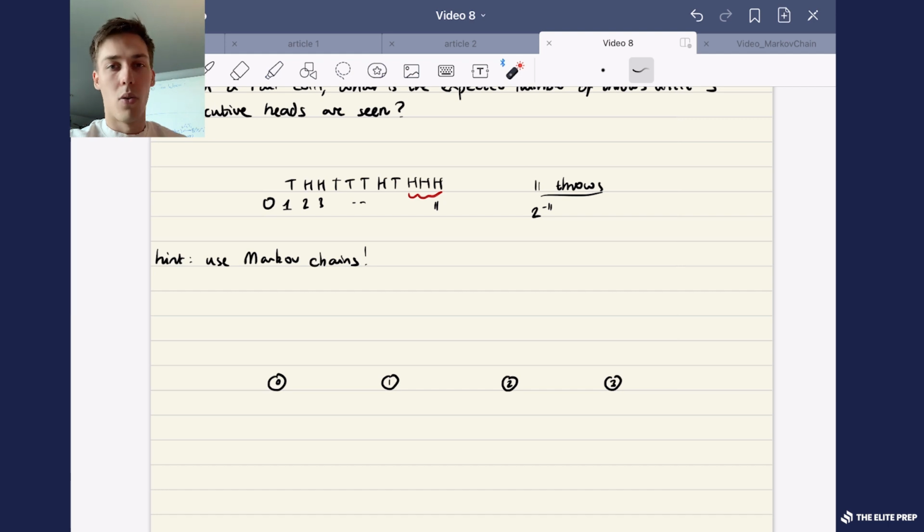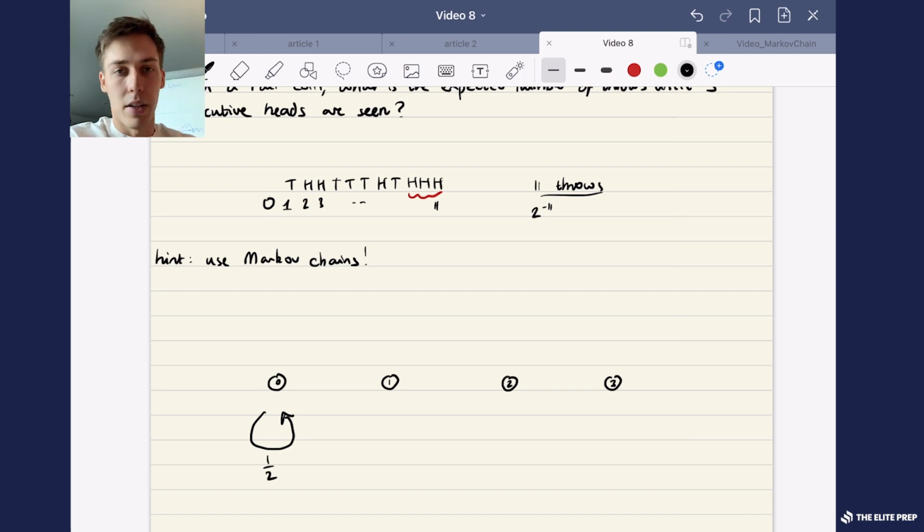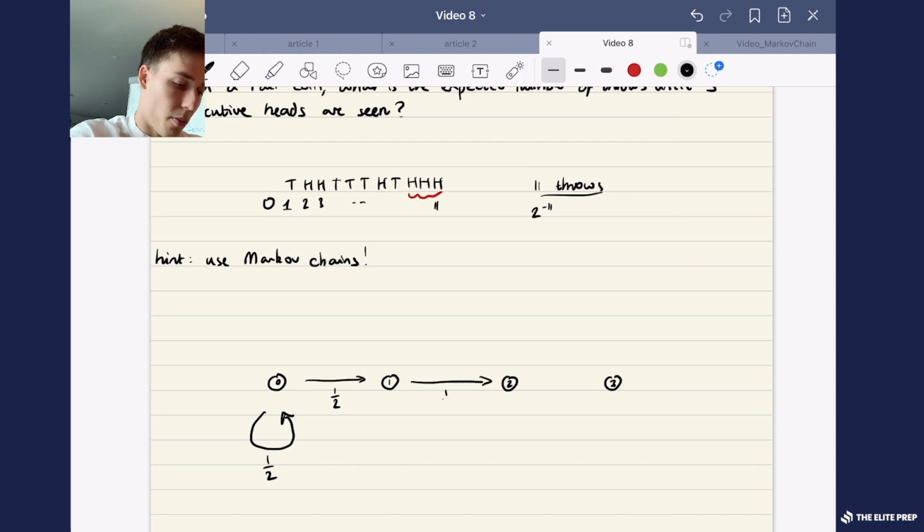So we need to fill in all the possible transitions. One possible transition is going from 0 back to 0. That happens with probability 1/2 if we throw a tail. 0 can also go to 1 by throwing one head, and that again happens with probability 1/2. 1 can go to 2 with probability 1/2 if we throw another head after already being on state 1, or it can go back to 0 if we throw a tail.